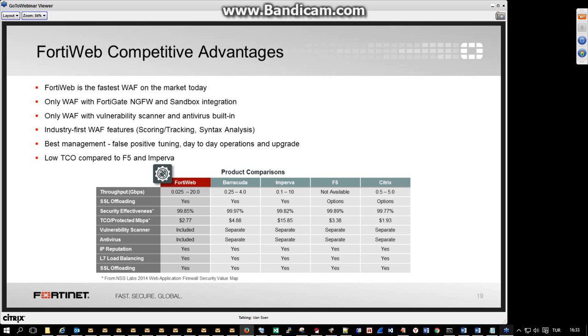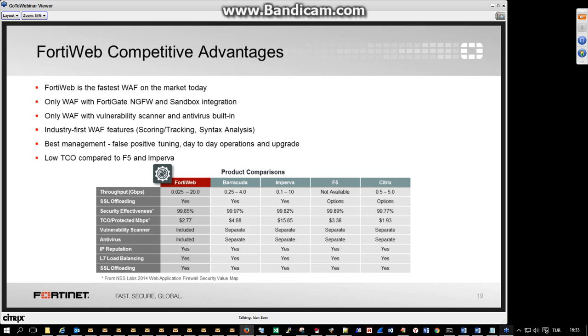When it comes to competitive advantages, the main competitors are Imperva and F5. We also see Barracuda on the low end sometimes, a little bit of Citrix as well. Fortiweb is the fastest WAF on the market today compared to any other product. We've got the fastest solution.